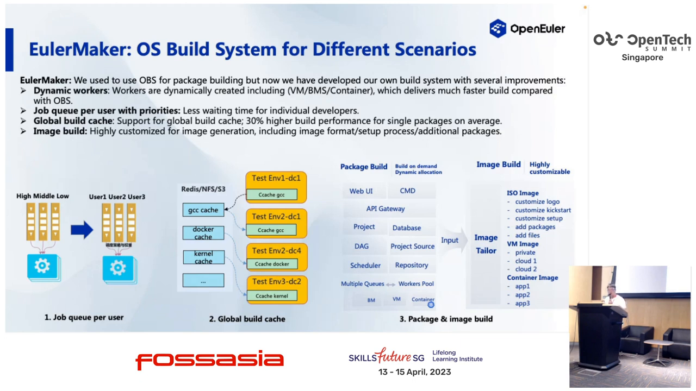And the second one is about the job queue per user with priorities. So it's a common case when you use OBS that individual developers have to wait some time to get their task built. So we have designed a new queue system where every user will have their own queue. We also use the global build cache, which will speed up the whole building process. In our test, it's about 30% higher build performance for a single package on average.